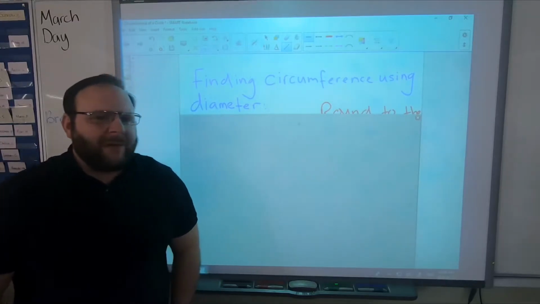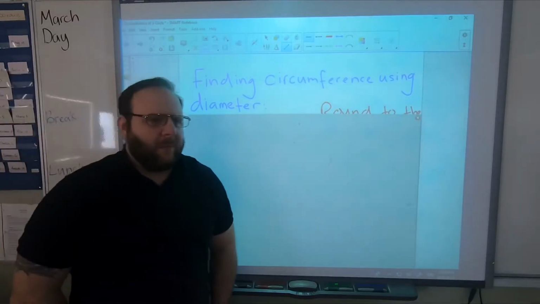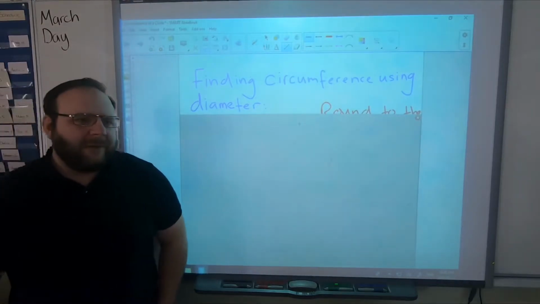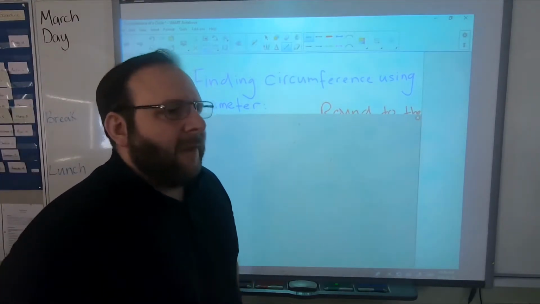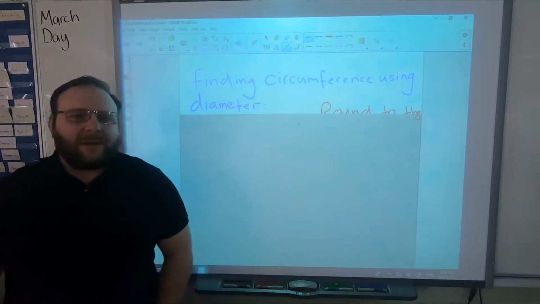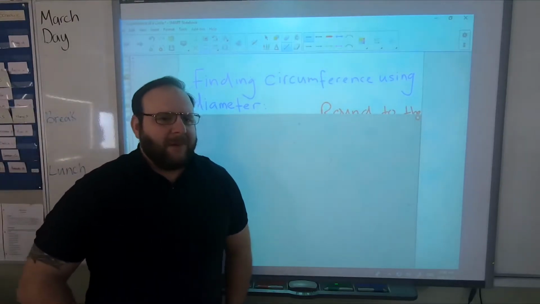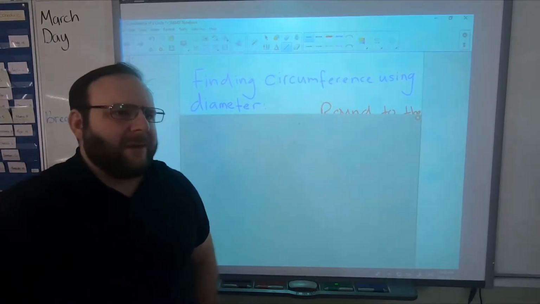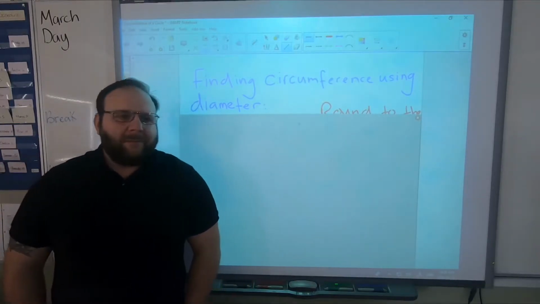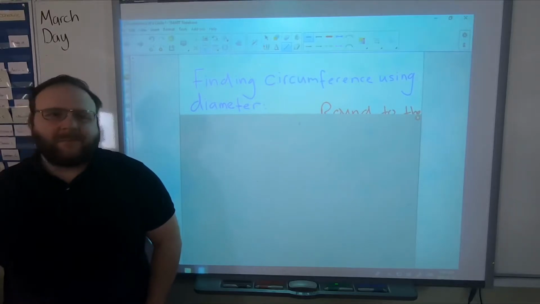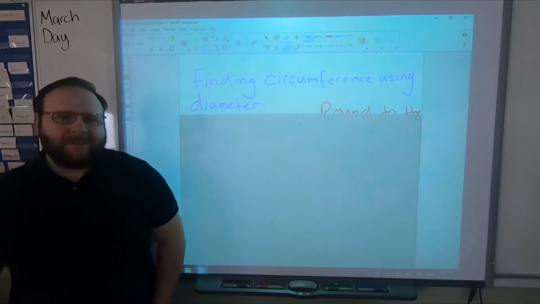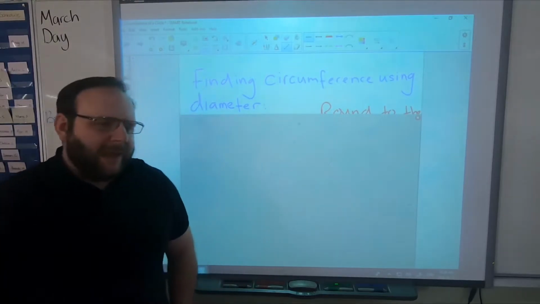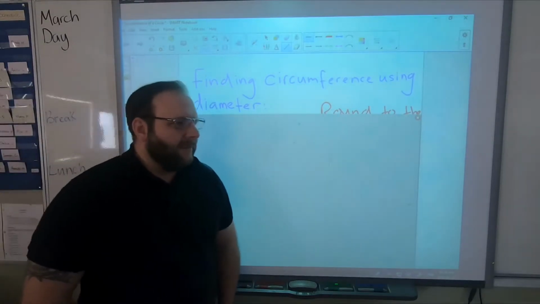How do I find the area of a parallelogram? What was the formula we used to find the area of a parallelogram? Cassidy? A equals base times height. What about the area of a triangle? Juliana? A equals base times height divided by 2. What about the area of a trapezoid? Juliana? A equals base 1 plus base 2 times the height divided by 2.